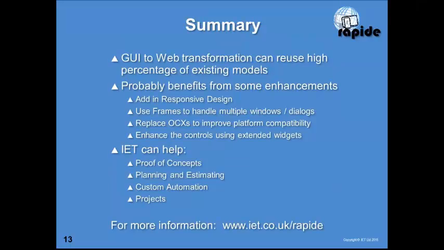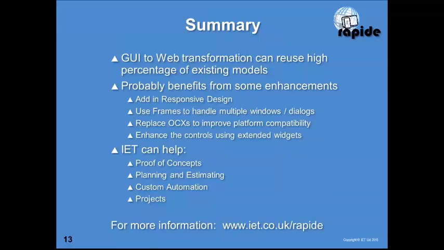So we're looking at adding in some capability for responsive design, adding in some capability to handle multiple windows, to replace OCXs, and to enhance those controls. Those are all optional. You could take your existing Gen GUI and generate it with Rapide for the web without any changes, and it would work. But it probably wouldn't be what your users would prefer. So some enhancements are areas that we would normally recommend. And that's an area we can help you with.